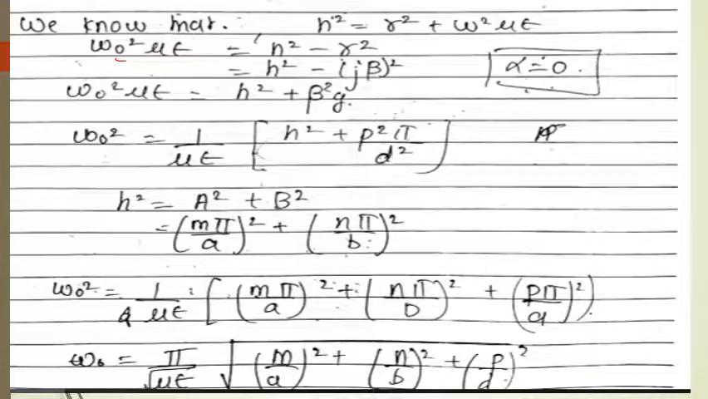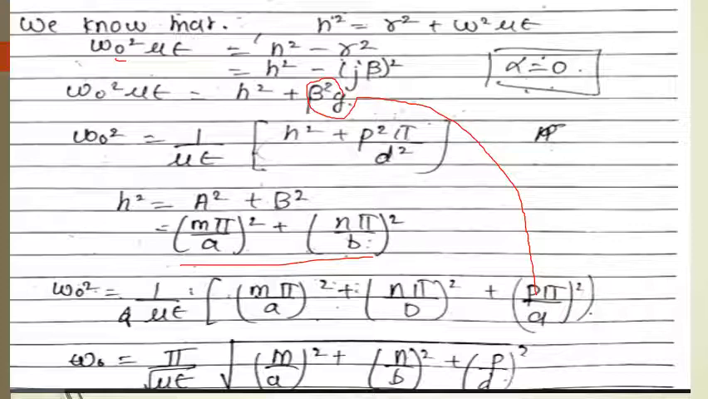Now when I am solving this equation, you know that h square is equal to A square plus B square, (m pi by a) the whole square plus (n pi by b) the whole square. Omega naught is equal to 1 upon square root of mu epsilon, (m pi by a) the whole square plus (n pi by b) the whole square plus (p pi by d). From where did I get this equation? Instead of having this beta g, we have just substituted this as p pi by d, which we have seen in last slide. And this h square we already know is equal to (m pi by a) square plus (n pi by b) square. From this equation, you got the value of omega naught to be 1 upon square root of mu epsilon times square root of (m pi by a) the whole square plus (n pi by b) the whole square plus (p pi by d) the whole square.